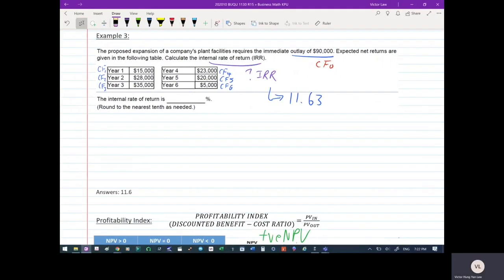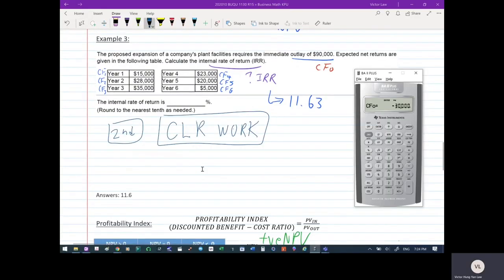Example 3. The proposed expansion of a company's plant facility requires the immediate outlay of $90,000. Expected net returns are given in the following table. Calculate the IRR of the project. So before you start on the next question, you first need to click second function, clear work, because you don't want the numbers from the previous question to get carried over.